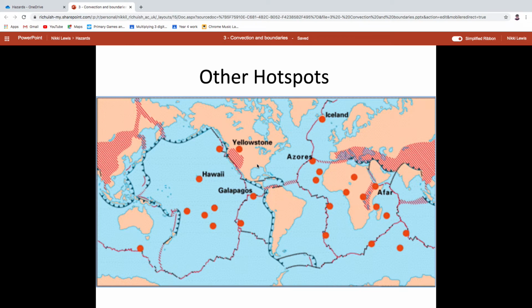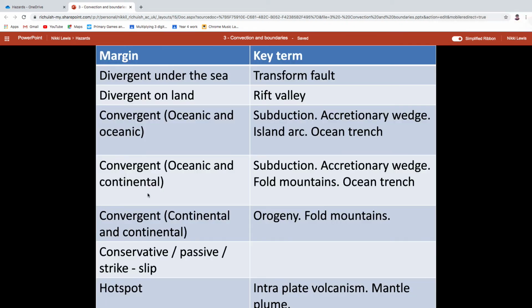And the reason that's happened is because the North American plate isn't really moving. So all of that magma from the hotspot is just building up and building up and building up. Hawaii, we've talked about. You may have heard of the Galapagos Islands, quite important for evolution and all sorts of things. They are created by a hotspot. So there's quite a few of them around the world. Just please remember, they can be at margins, but they are not necessarily at plate margins, which makes them a bit of an anomaly. This is just a little bit of a summary for you.